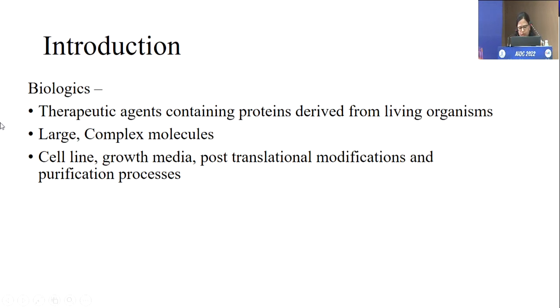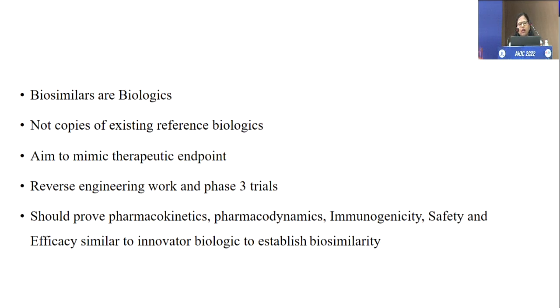So to know about biosimilar, we need to know what a biologic is. Biologics are therapeutic agents containing proteins derived from living organisms. They are large complex molecules made by cell line growth media, post-translational modification, and purification processes. Biosimilars are actually biologics, but they are not copies of the existing reference biologic, and they aim to mimic the therapeutic endpoint.